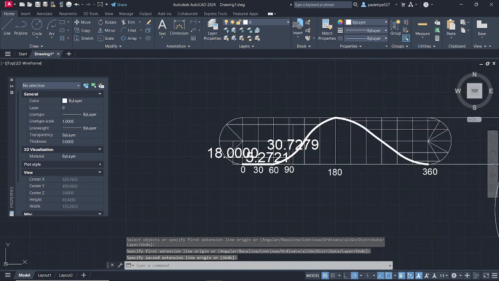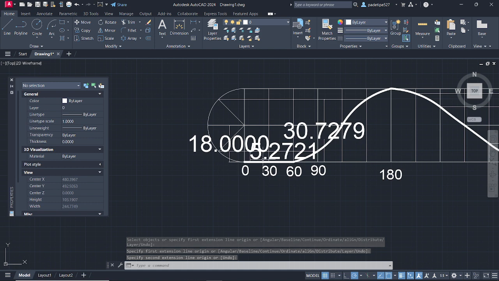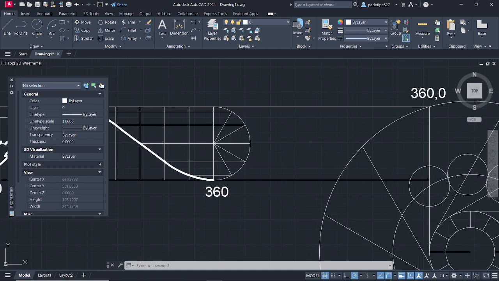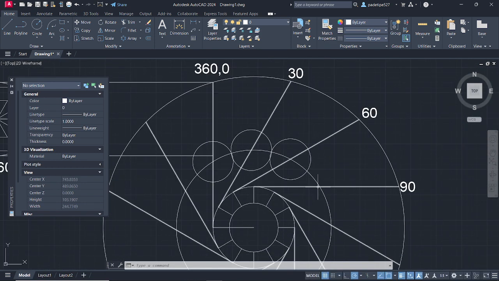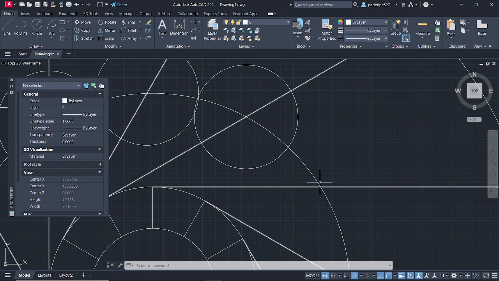So now what we're going to do is transfer each of these dimensions. This one is 5.2721. We're going to transfer it here at this point. All right, starting from here, this is our point 0, right? This line represents our point 0, so this is what we're now going to do.